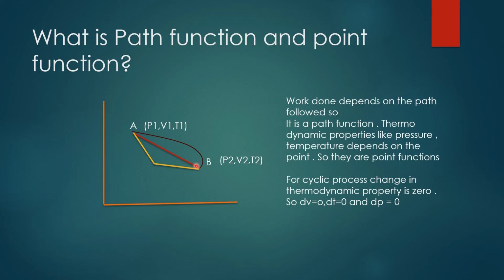Suppose a cyclic process is like a round trip. You start from city A, you go to city B, then again come back to city A. That's a round trip. But there is no change in your points, because at city A, whatever the pressure, temperature, volume is there, it will be the same. So for a cyclic process, there is no change, dV, dT is 0, but you have spent some energy, some petrol. So that is related to work done, so that will have a value.